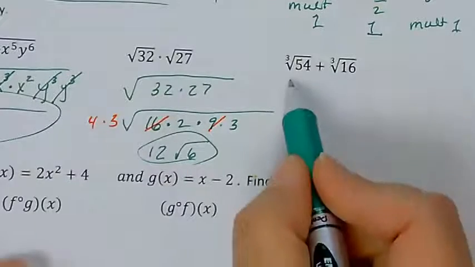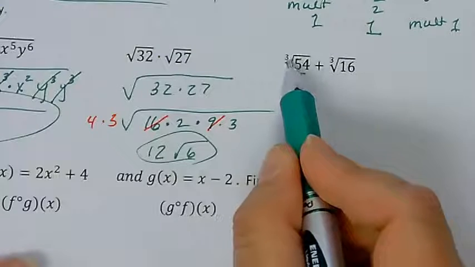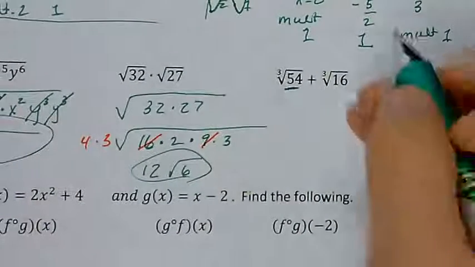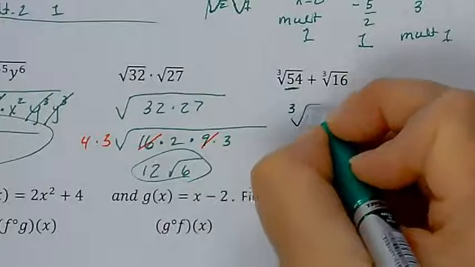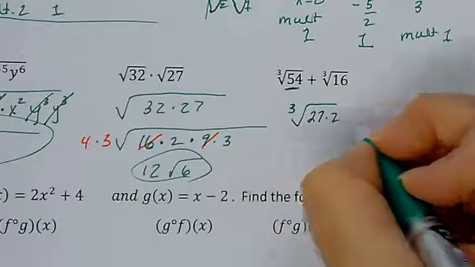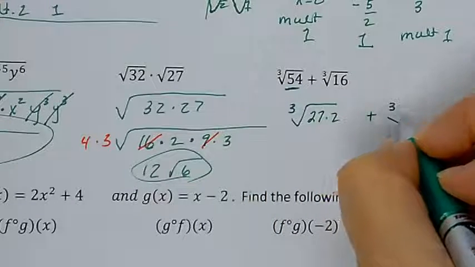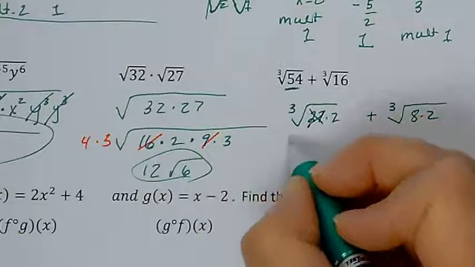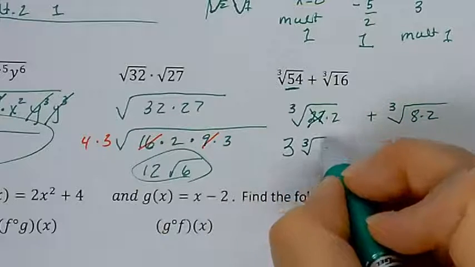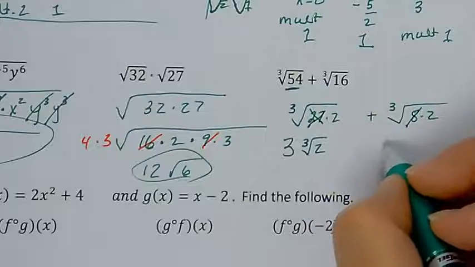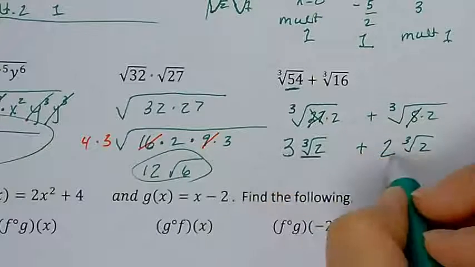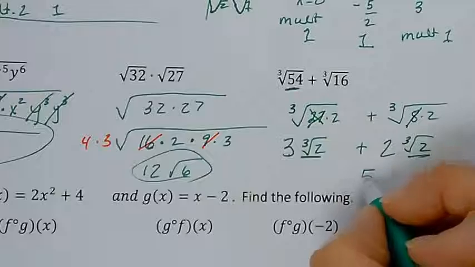The last one is addition, and you can only add if the number underneath is the same, the index number. So I'm going to see if I can make them the same. The cube root of 54 is 27 times 2. The cube root of 16 is 8 times 2. And the cube root of 27 is 3. And the cube root of 8 is 2. So I have 3 cube roots of 2 plus 2 cube roots of 2, which is 5 cube roots of 2.